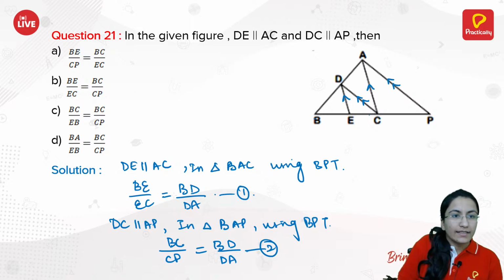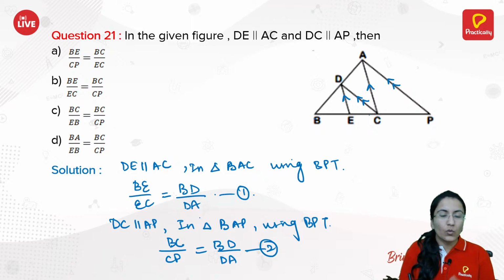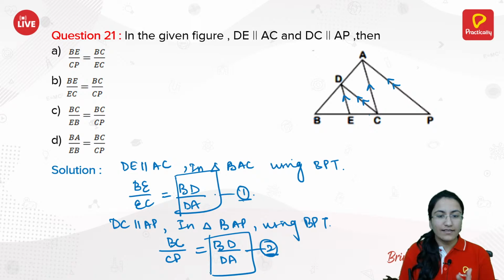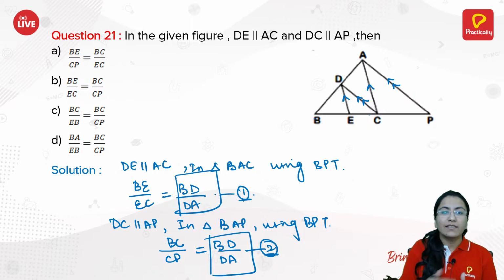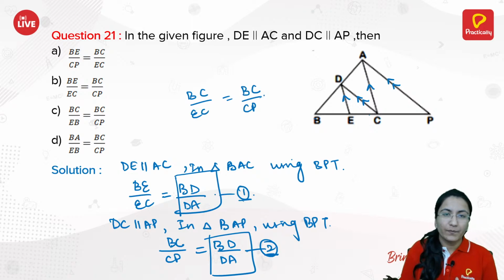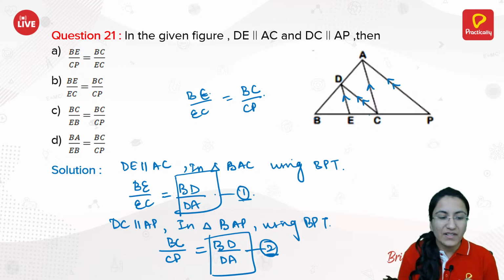The options talk about BE over CP, but there is nothing related like that. Let's check one more thing. In the first and second equations, you can see the right hand side of these two equations is the same. That means the left hand side would definitely be the same. So BE over EC is the same as BC over CP.